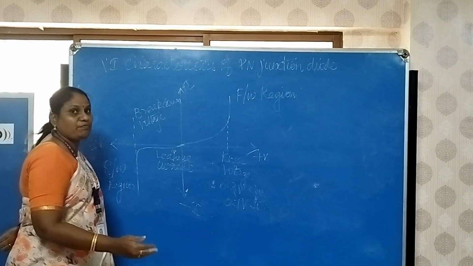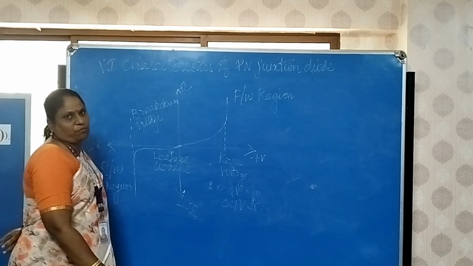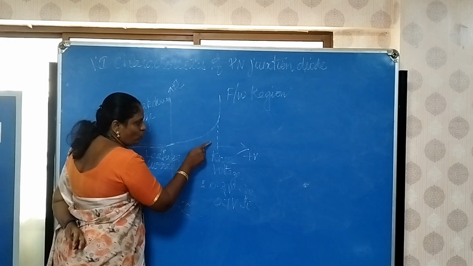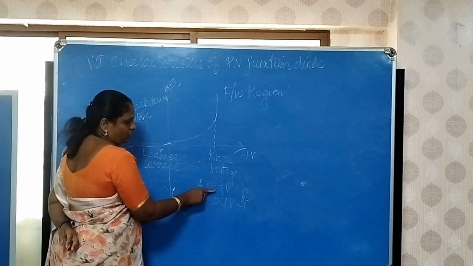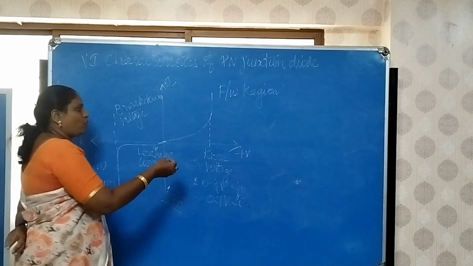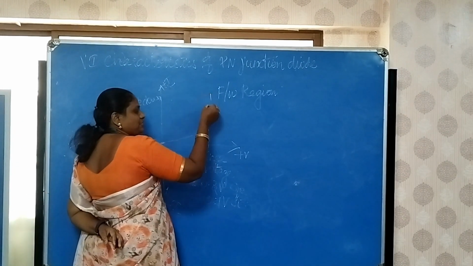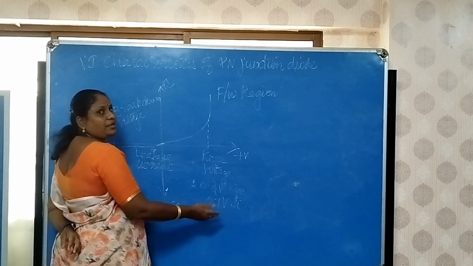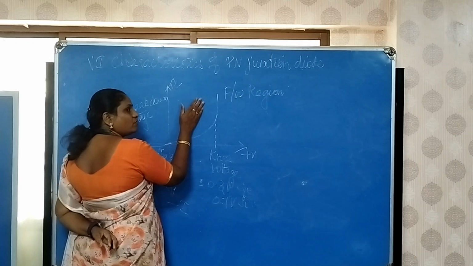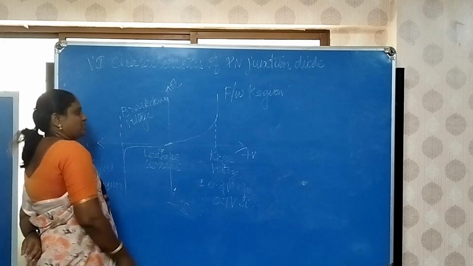That means the conduction takes place in the forward region. The knee voltage for germanium is 0.3 volt. At 0.3 volt, the current increases suddenly. For silicon, it will be 0.7 volt. So this is the graphical representation for the forward region of a PN junction diode.